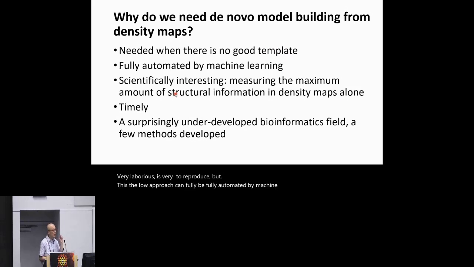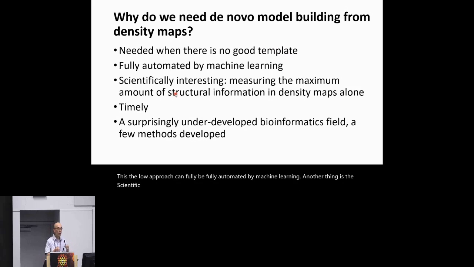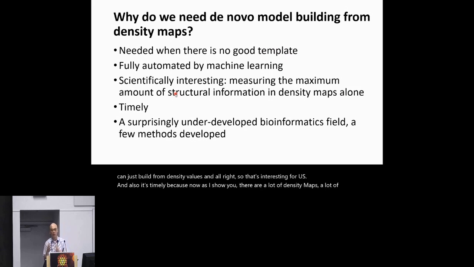Another thing is that it's scientifically interesting, because we really want to know what kind of structure information we can build from density values alone. And it's also timely, because as I showed you, there are a lot of density maps and a lot of structures that have been built from density maps. Really, it's time to build AI methods to automate this process. Also, surprisingly, it's very underdeveloped in the bioinformatics field. It's so important, but few bioinformaticians are working on this.